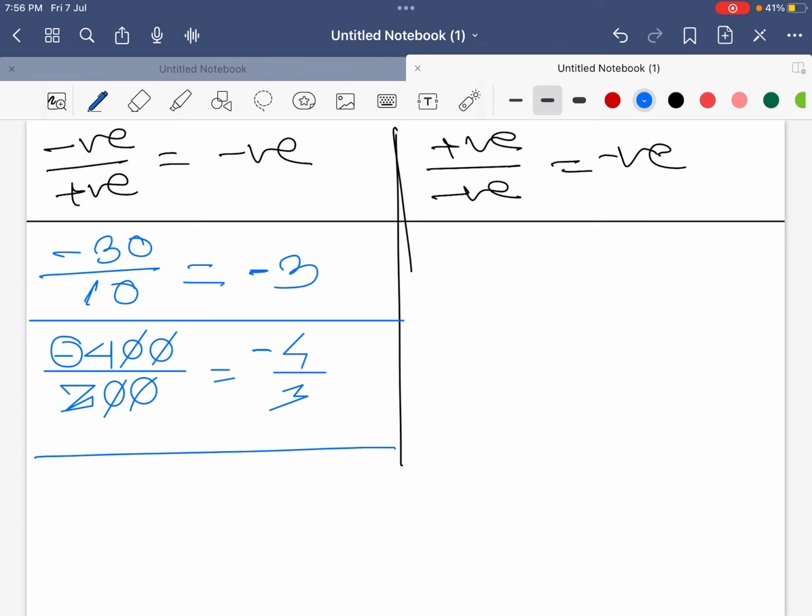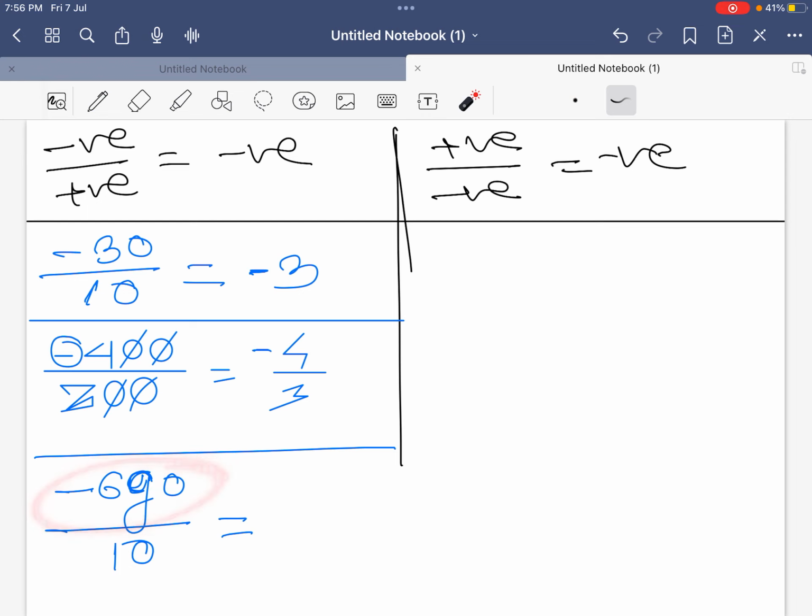Now let's move to the next example. Minus of 690 divided by 10. Now similarly we have to solve it like that. As per the previous case, if one is negative and the second one positive, the answer is also negative. So in this case the 0 0 will cancel with each other, so your answer is minus of 69. Okay, likewise we have to solve the examples.